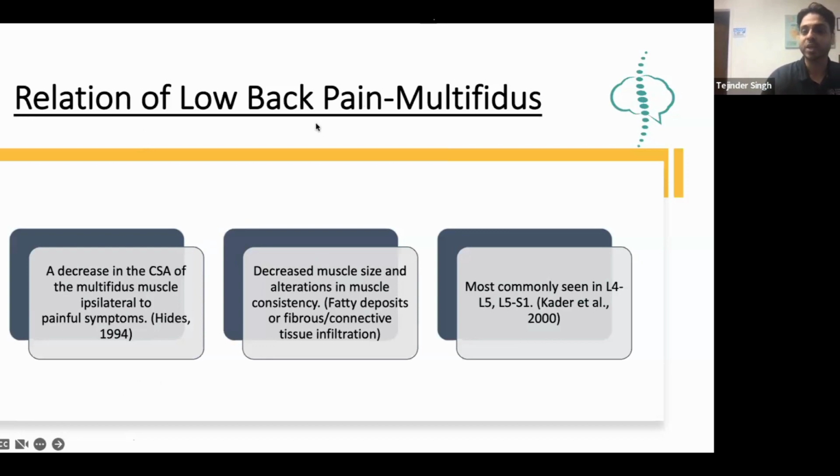Okay. Any questions till now? I know this is a lot of theoretical stuff, but this is important stuff as a therapist.